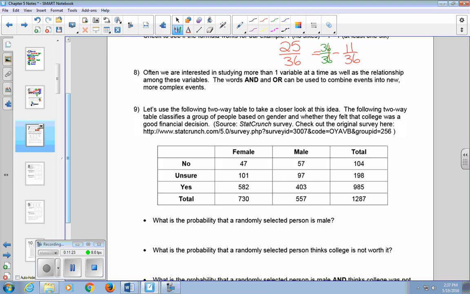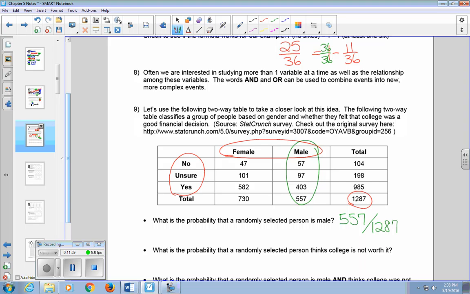Right, so in this two-way table, notice we have two variables. We've got a variable over here in the columns, which is their opinions about college. And then we've got the gender variable up here. Okay. So what's the probability that a randomly selected person is male? Well, first note the total down here in the bottom. That's how many people were included in this survey. So the probability that a randomly selected person is male, we want to include all of the males from the survey. So the probability would be 557 out of 1,287.